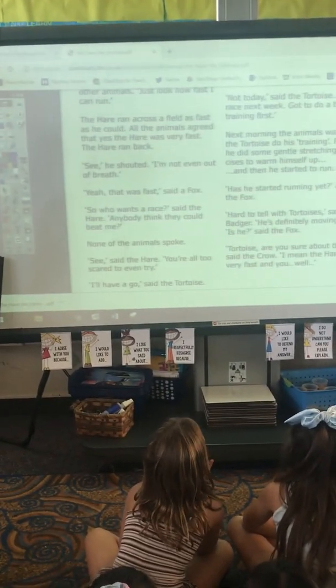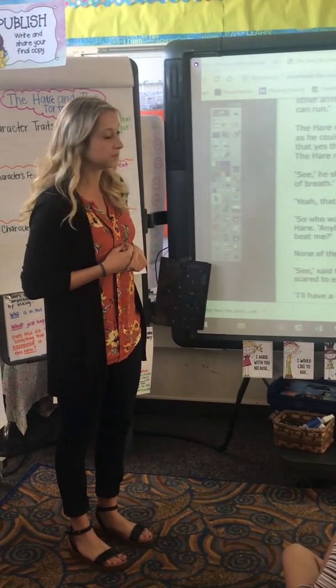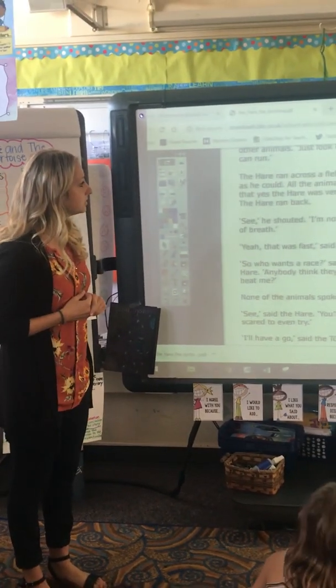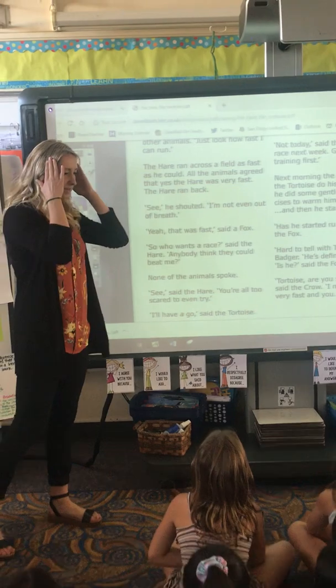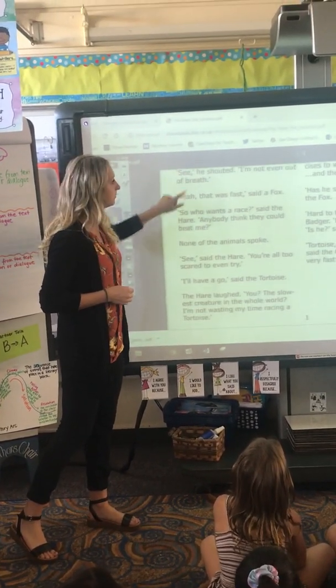The next morning, the animals watched the tortoise do his training. First, he did gentle stretching exercises to warm himself up, and then he started to run. Remember, we're thinking of the character's actions and dialogues as we go through the story.